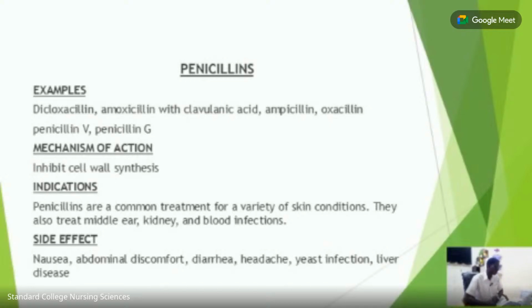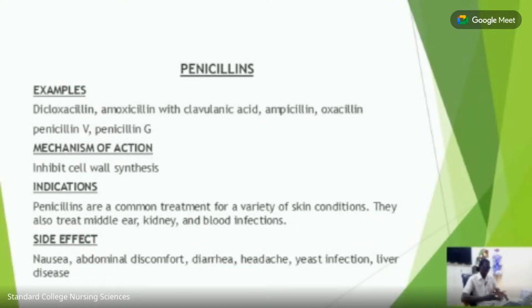As examples of penicillins, we have amoxicillin with clavulanic acid, ampicillin, oxacillin, penicillin V, and penicillin G. Now, what I want you to know under penicillin is that it has the same mechanism of action as cephalosporin, right? But let me tell you the little bit of differences in respect of mechanism of action.